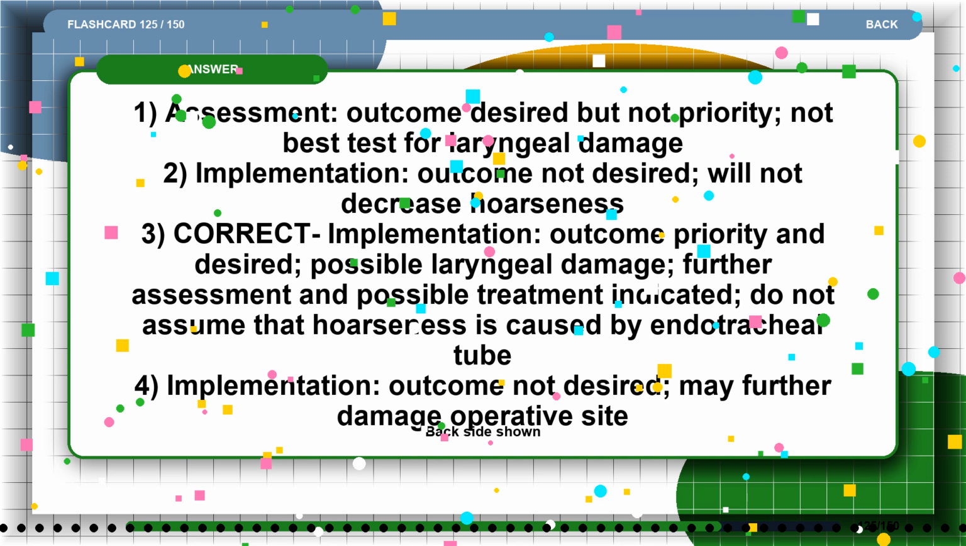3. Correct implementation. Outcome priority and desired. Possible laryngeal damage. Further assessment and possible treatment indicated. Do not assume that hoarseness is caused by endotracheal tube. 4. Implementation. Outcome not desired. May further damage operative site.